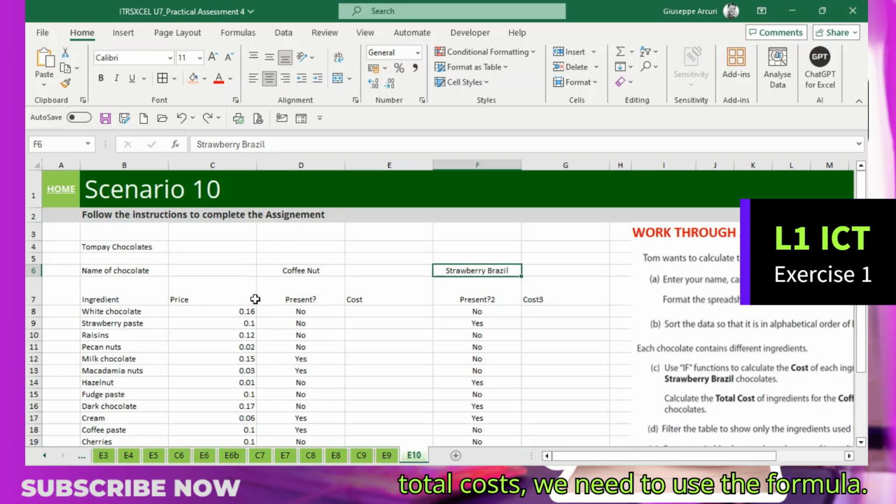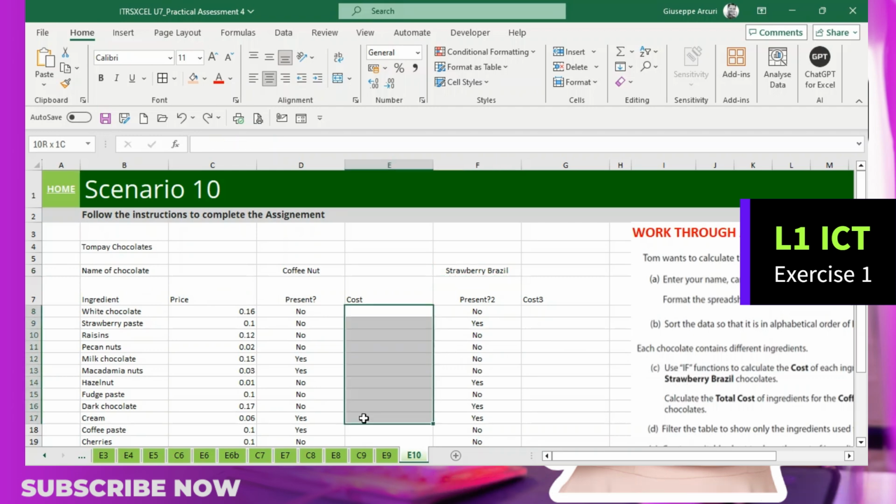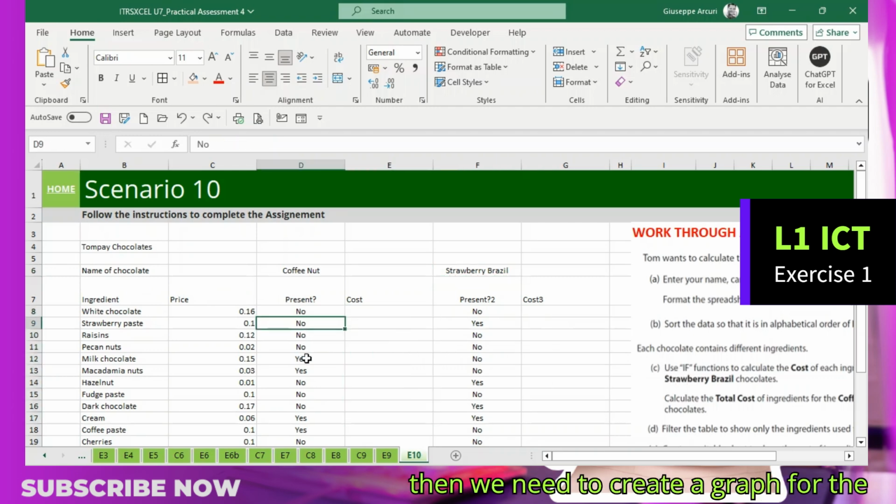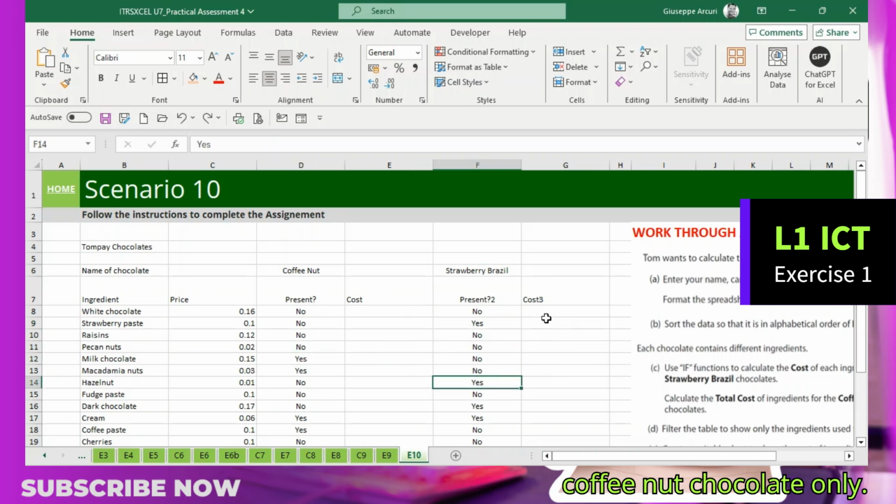To calculate the total costs, we need to use the formula IF, returning the cost of the ingredients when there is a yes in column D and F. Then we need to create a graph for the coffee nut chocolate only.